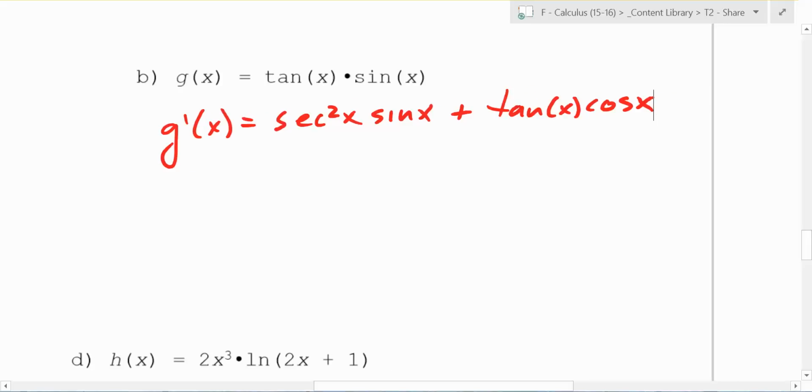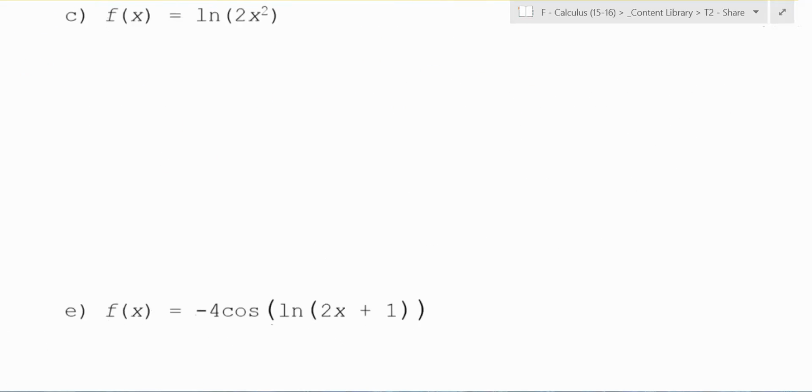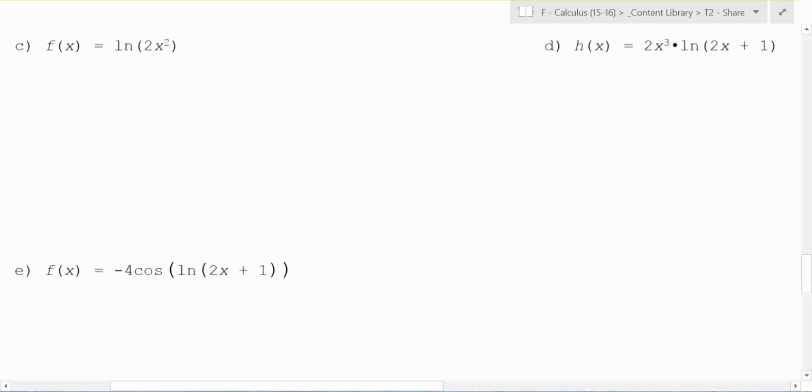Okay, see if you can figure out by yourself what the derivative of these two functions are right here, C and D. See if you can do C and D, and if you finish that, do E.